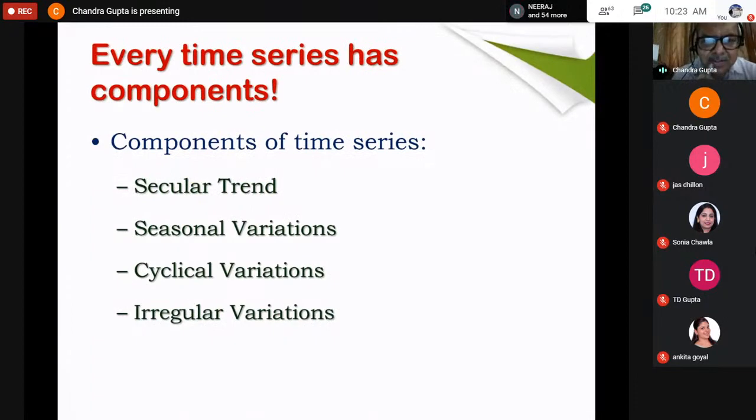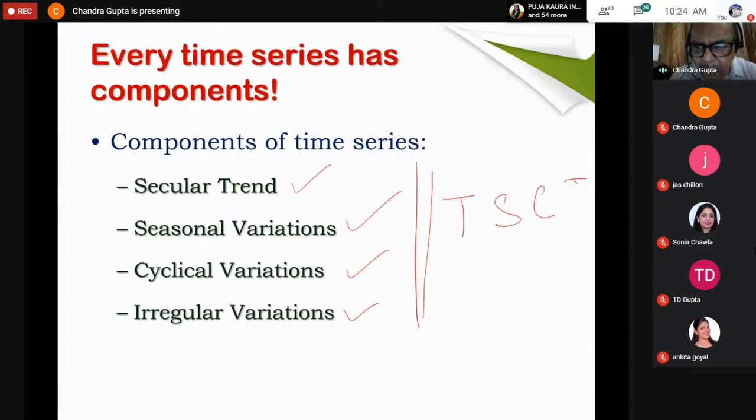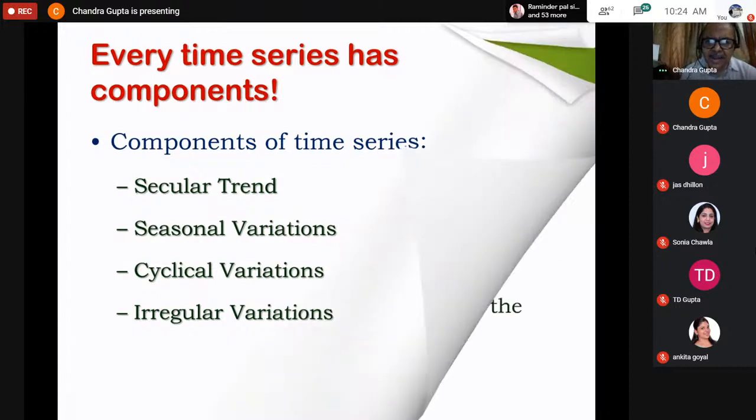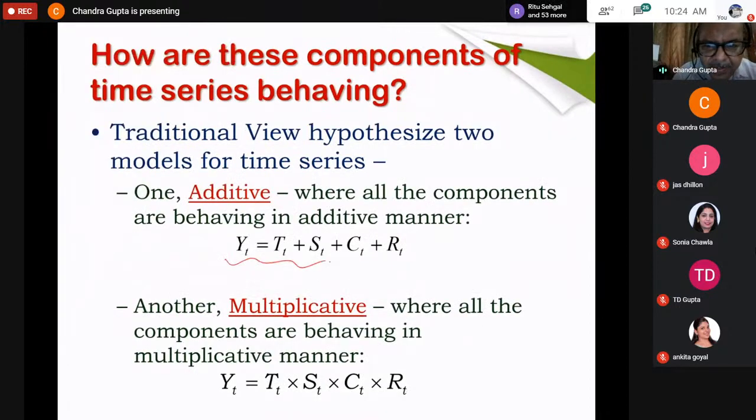Every time series is supposed to have four components: trend, seasonal variations, cyclical variations, and irregular variations. Traditional theory says that these four components can come in an additive manner and in a multiplicative manner. That's what is taught in the traditional way of looking at time series. They can have an additive structure like this, or a multiplicative structure like this.